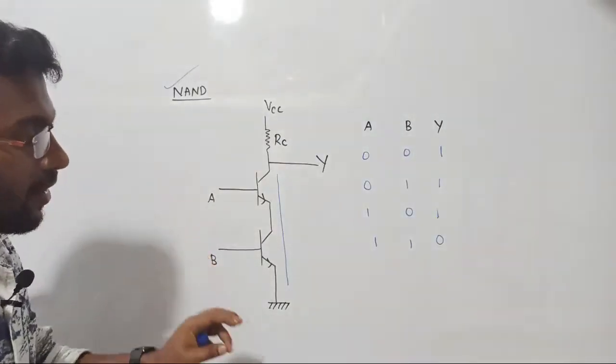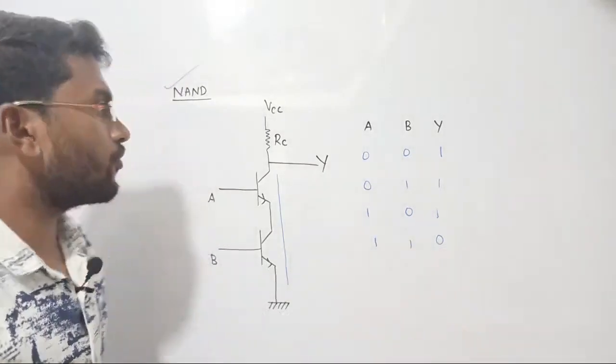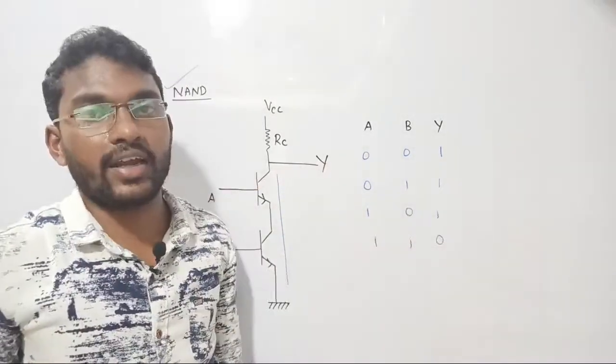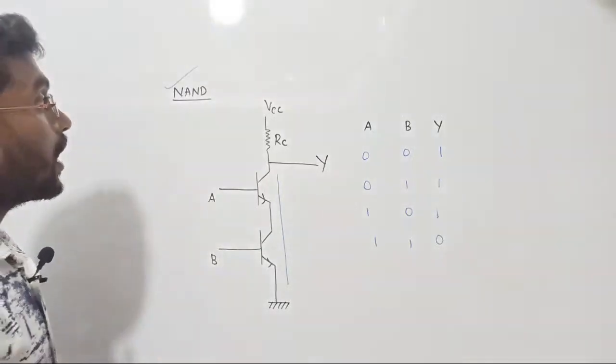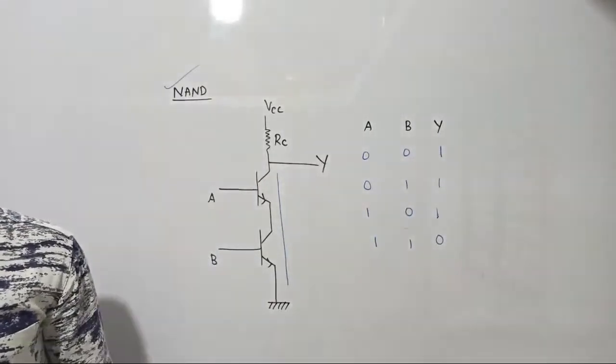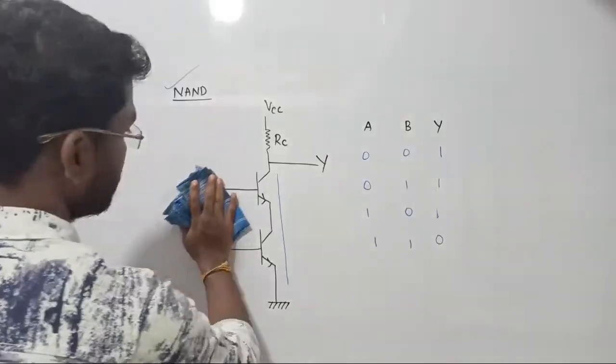For the AND gate, only for 1 1 we get output 1. Then the NAND gate is the inverted version of the AND gate, right? That's all. We got the answer. Our next target is the NOR gate. So let me design the NOR gate. I'm just rubbing this one.